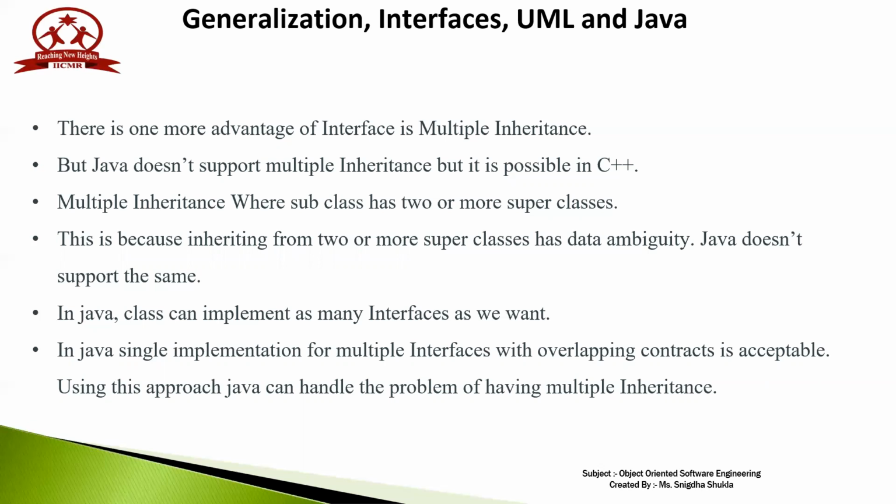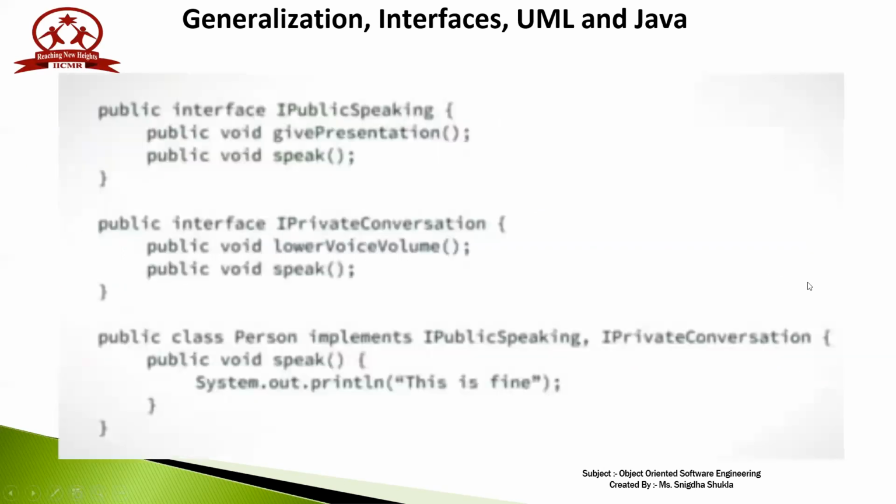In Java, a class can implement as many interfaces as we want. In Java, a single implementation for multiple interfaces with overlapping contracts is acceptable. So using this approach, Java can handle the problem of having multiple inheritance. We'll see in the next example how we can achieve multiple inheritance indirectly in Java.